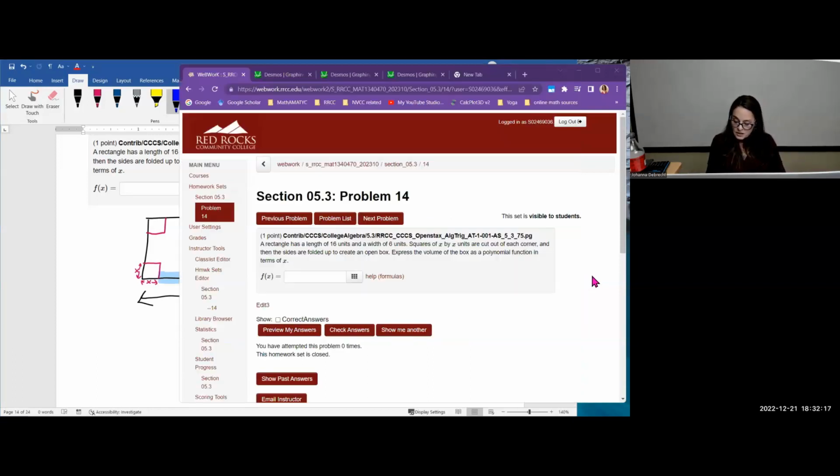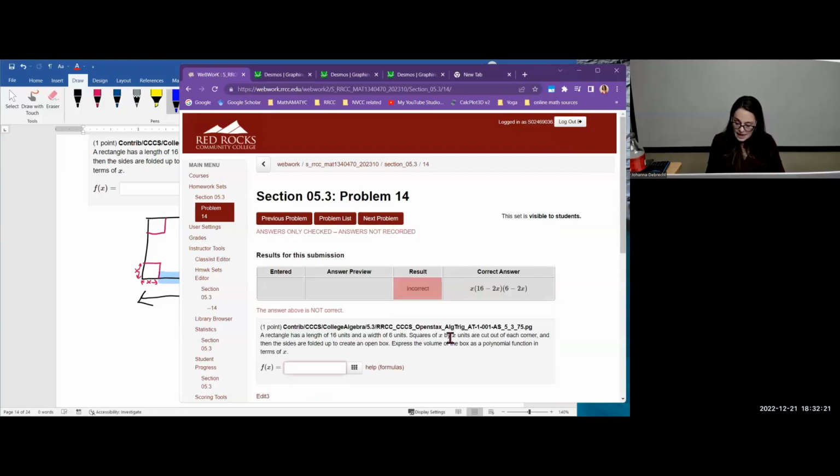So it's a polynomial function, and we can go ahead and check. I don't know if they would have multiplied them out. I doubt it. Nope. 16 minus 2x, 6 minus 2x, and x. So we know that we've got it right.